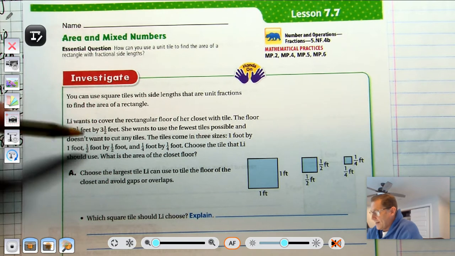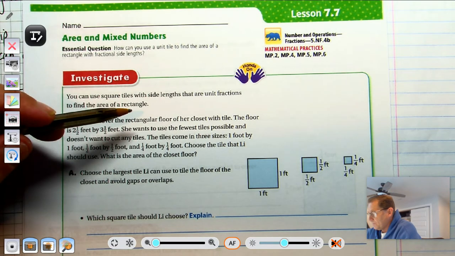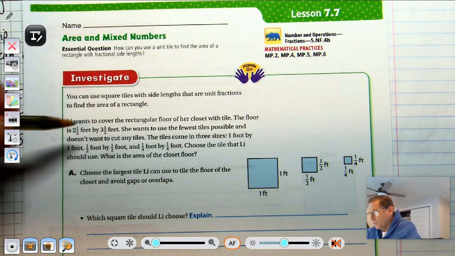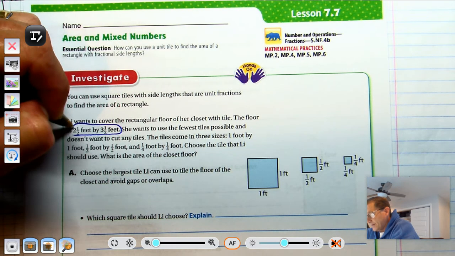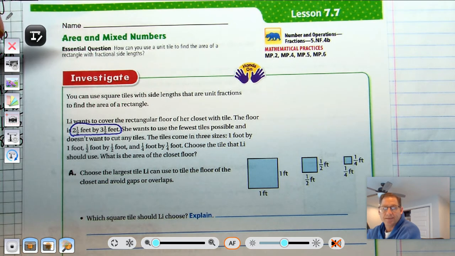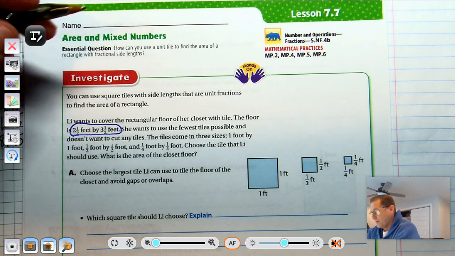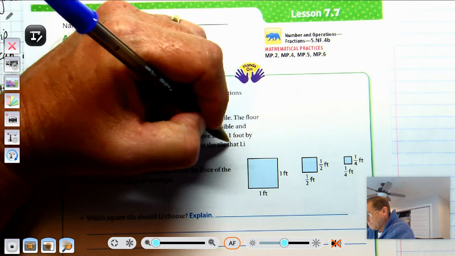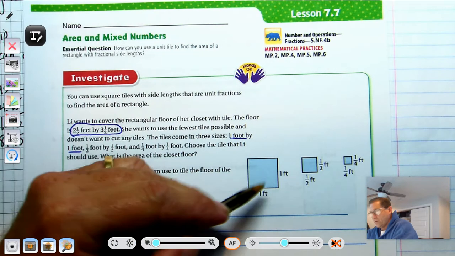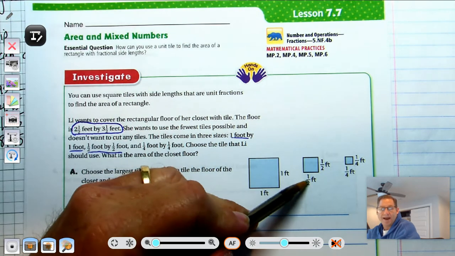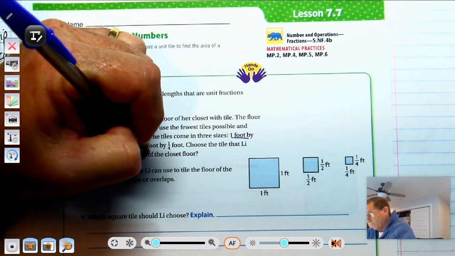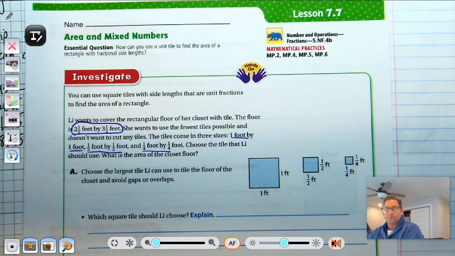Lee wants to cover the rectangular floor of her closet with tile. The floor is 2.5 feet by 3.5 feet. She wants to use the fewest tiles possible, and she doesn't want to cut any tiles. So the tiles come in three sizes. We can have a 1 foot by 1 foot, we can buy 1/2 by 1/2, or we can buy 1/4 by 1/4 foot.